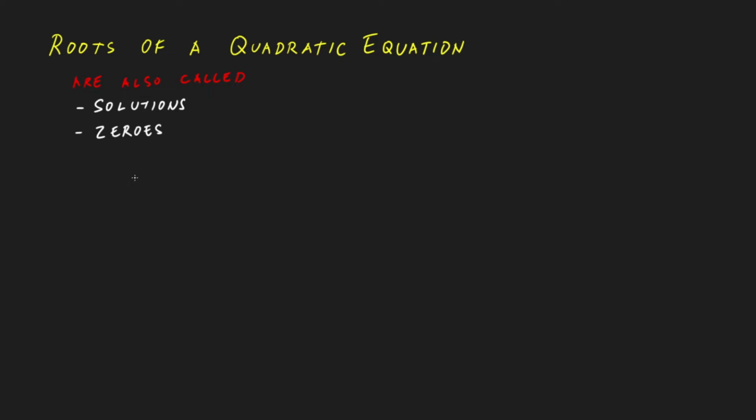Okay, so by definition, they are the values of x that make f of x equal to 0. Okay, so what does that mean?